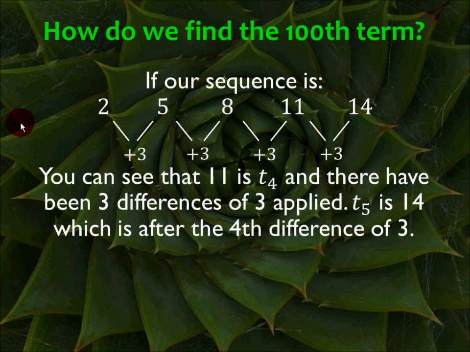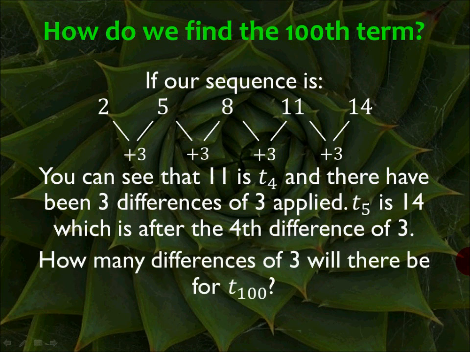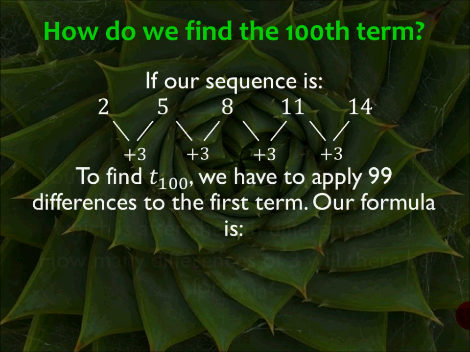You can see that 11 is T4, the fourth term, and there have been 3 differences of 3 applied from term 1 to term 4. 1, 2, 3. T5 is 14, which is after the fourth difference of 3 from T1. 1, 2, 3, 4. So, how many differences of 3 will there be for the 100th term? 99 differences. From term 1 to term 2, there's 1. Term 1 to term 3, there's 2 differences. From term 1 to 100, there will be 99 differences of 3.